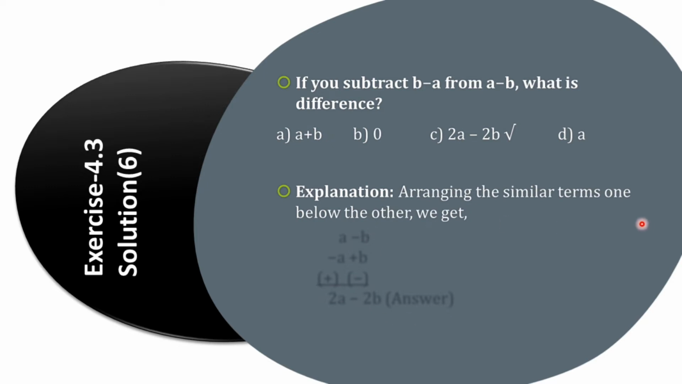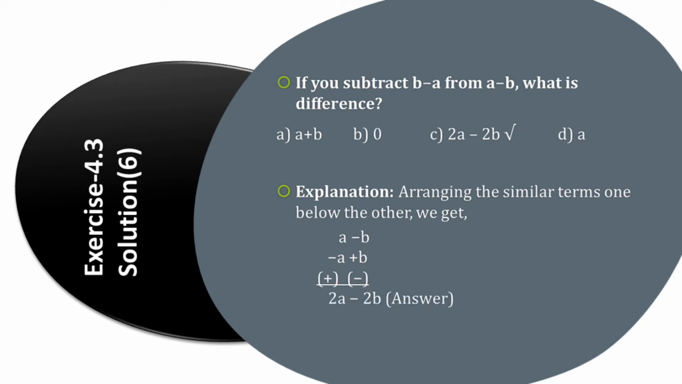Arranging the similar terms one below the other, we get, or you can see the same variables one below the other, a minus b. After that, if we arrange the similar terms, minus a plus b. As you know, this is subtraction, that's why we have to change the sign. So minus a, the minus sign will be plus, plus b, the plus sign will be minus.